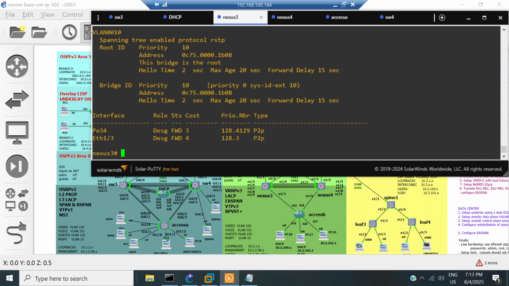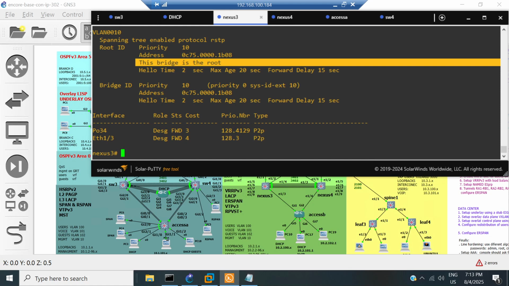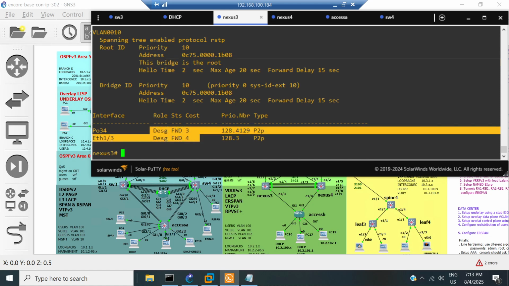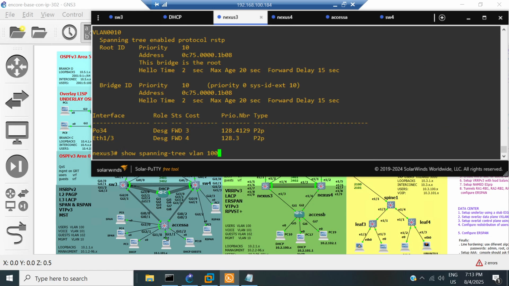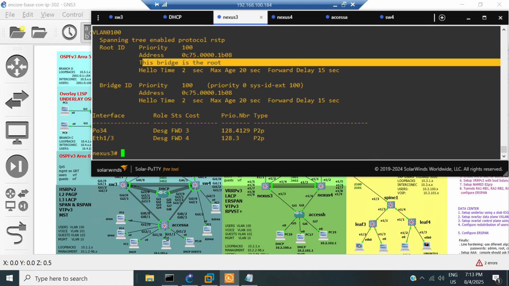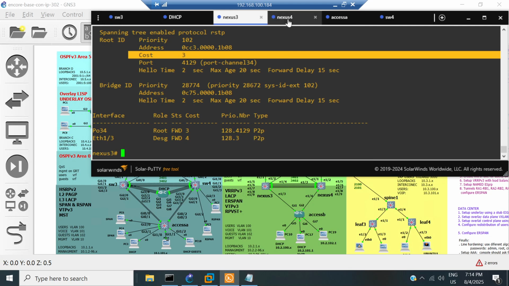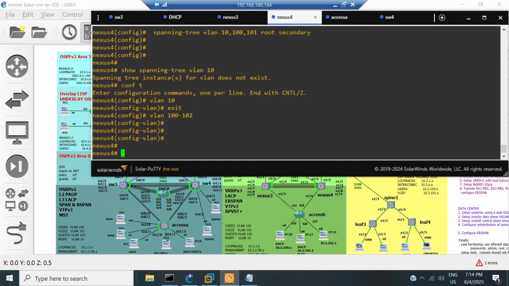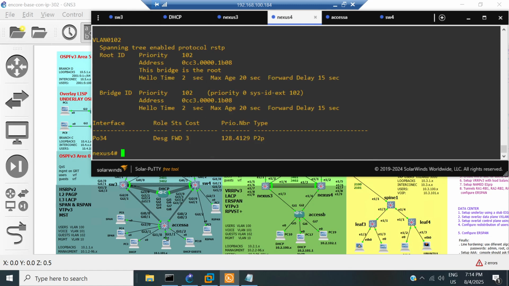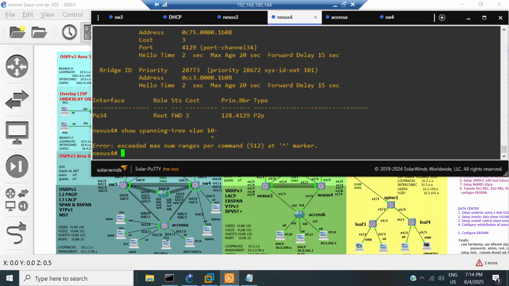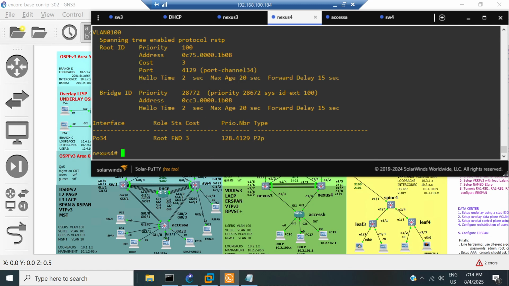Okay, now this bridge is the root for VLAN 10. All of the ports are designated. Remember, this is the rule. For VLAN 100, this bridge is the root. For VLAN 101, this bridge is the root. And for VLAN 102, this is not the root bridge. So for 102, this bridge is the root. This is not the root for VLAN 101. This is not the root for VLAN 100. And this is not the root for VLAN 10.